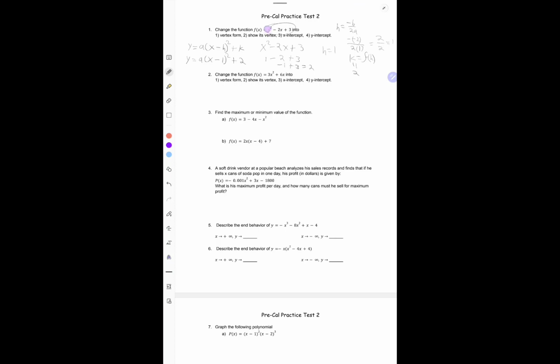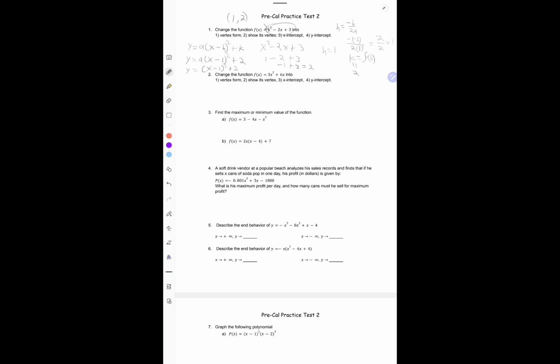Okay, so what is a? a is just the initial coefficient, right? The leading coefficient. And in this case, our a was 1. So therefore, this is just y equals x minus 1 squared plus 2. So there we go. That is the vertex form. What is the vertex? We already said that our vertex is 1, 2. Okay? That is the vertex.